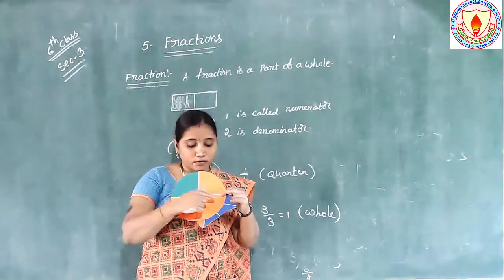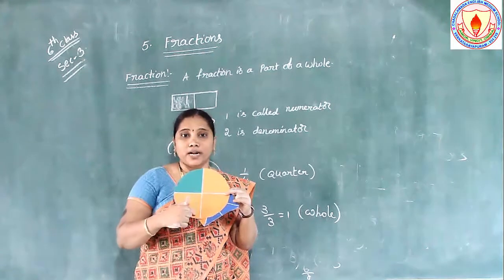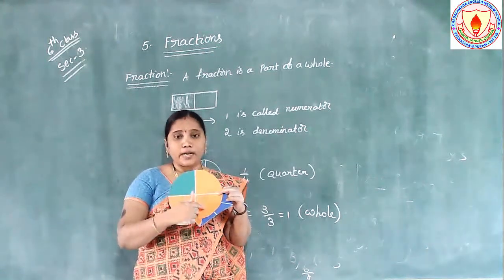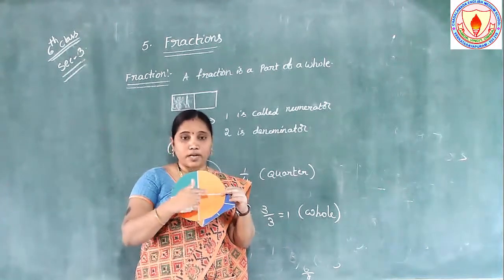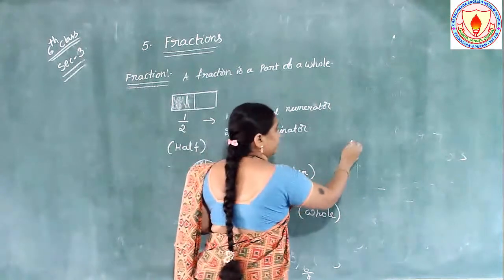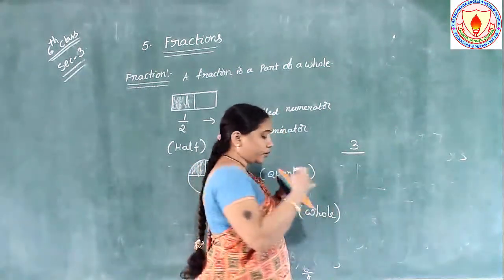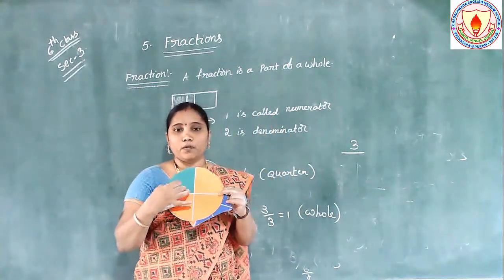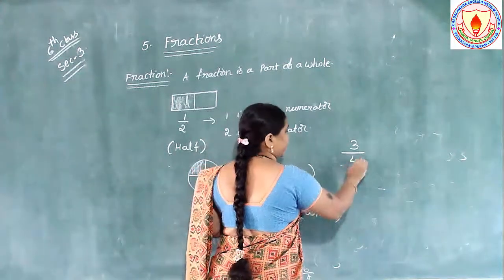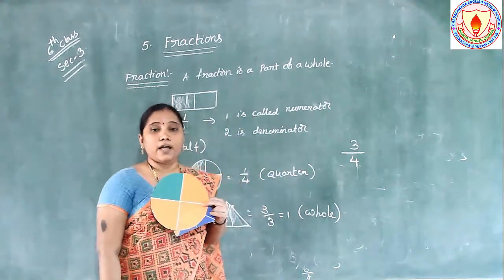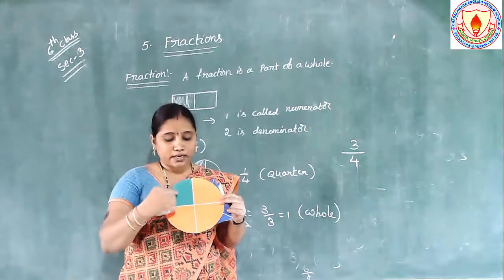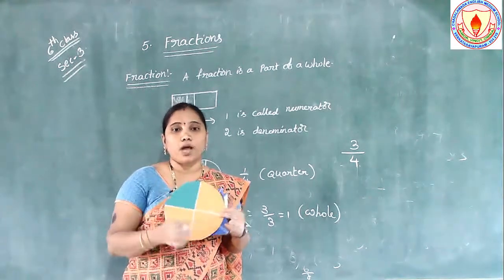Suppose they ask what is the portion value of the orange color. How many orange blocks are here? 3 blocks are here. So 3 are shaded orange, and how many total blocks are here? 1, 2, 3, 4 blocks. So the fraction value is 3 by 4. 3 by 4 means the orange portion value, and the green portion value is 1 by 4.